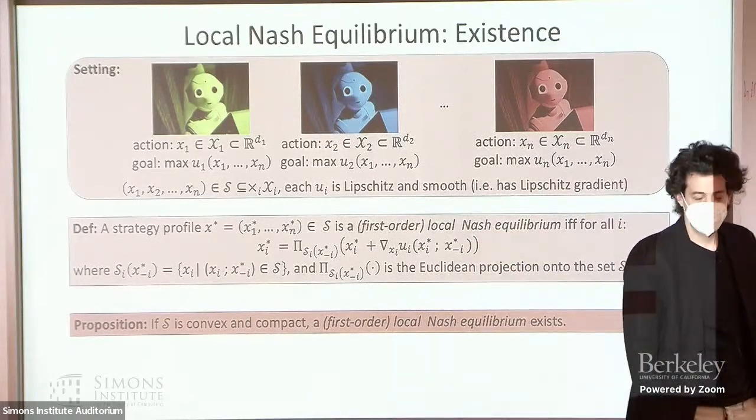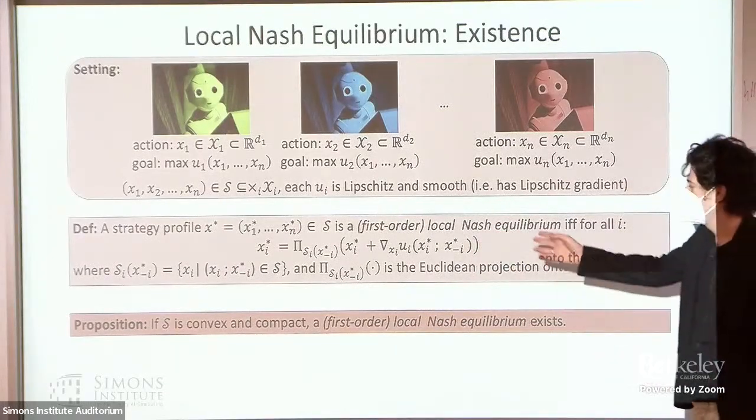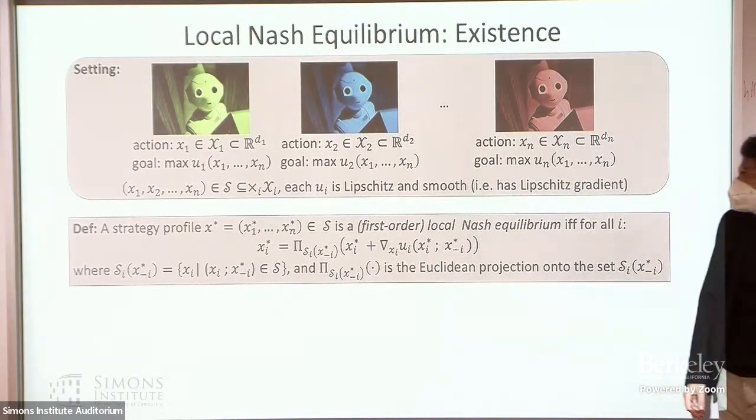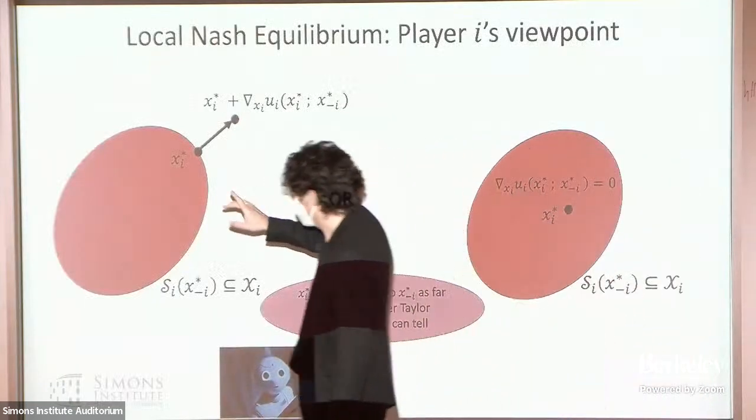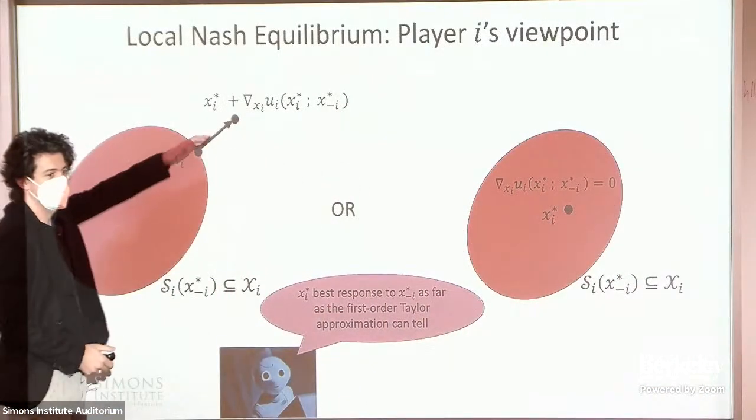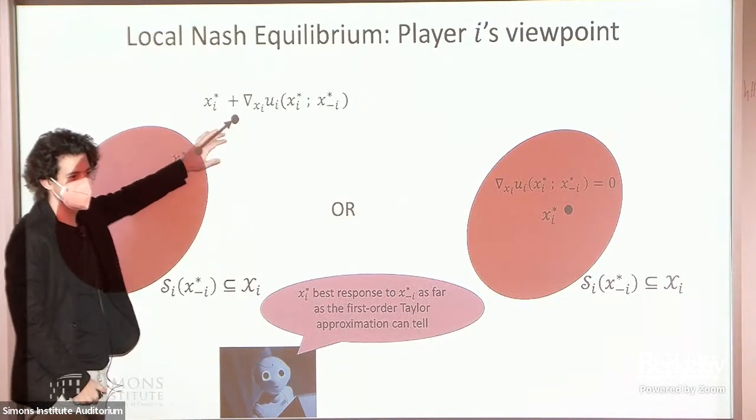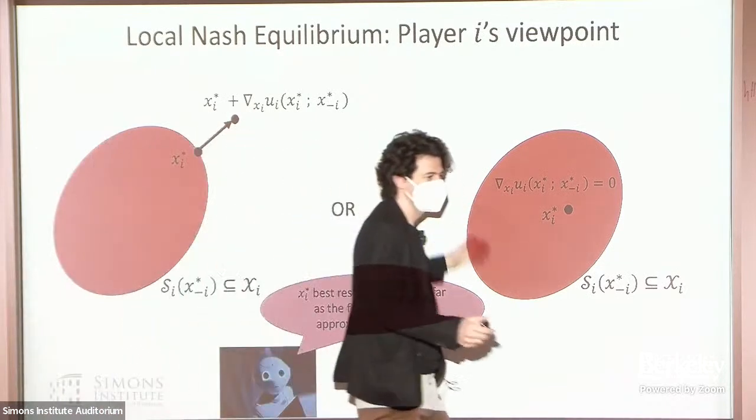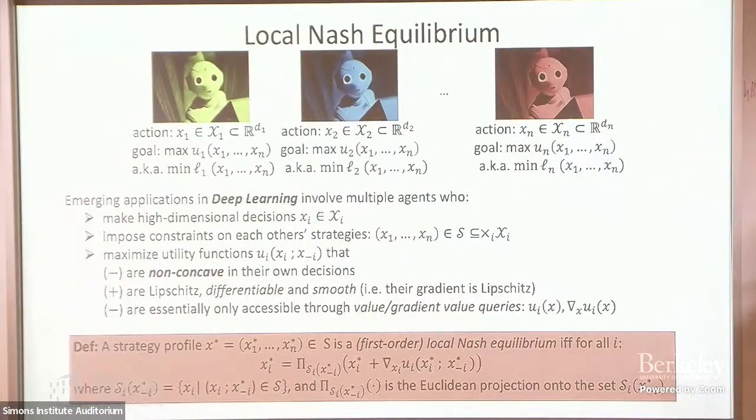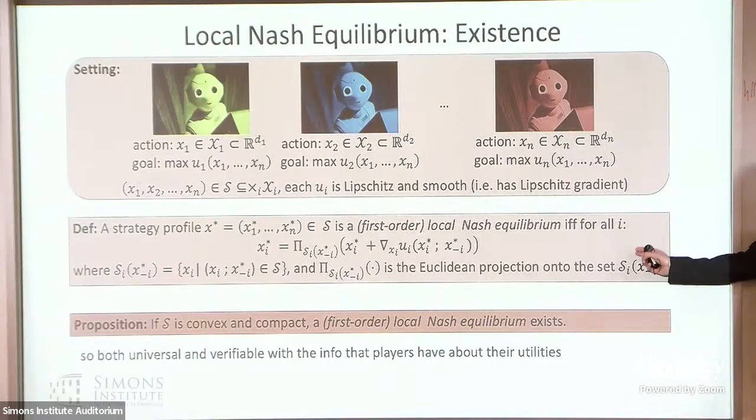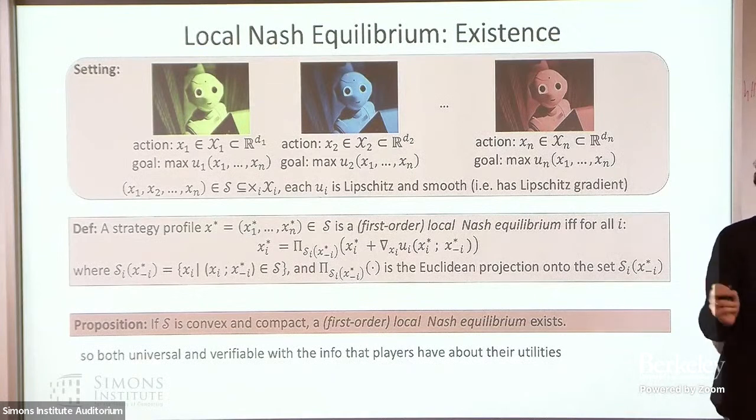Question? Is that no step size? You can define it with a step size if you want. It's not going to matter, right? Because think of this picture: if a step size of one satisfies this, a step size of eight satisfies this, and similarly. Step size is not relevant here, which is good because you don't know what step size everybody's using. Okay, so this notion is verifiable with information that the agent has.